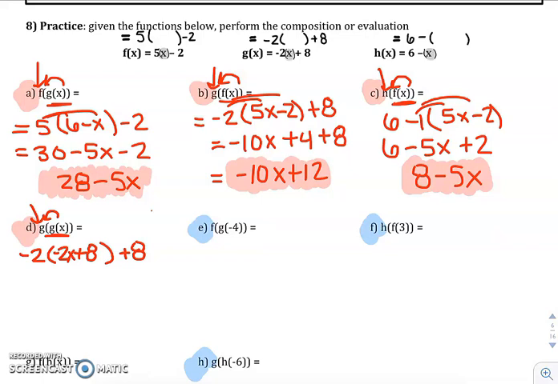So distribute the negative 2 in. So negative 2 times negative 2x will be 4x. Negative 2 times 8 is negative or minus 16. That plus 8 is just hanging out there. And then you can combine the negative 16 and the 8 together to get you a minus 8. So this whole thing simplifies to 4x minus 8.